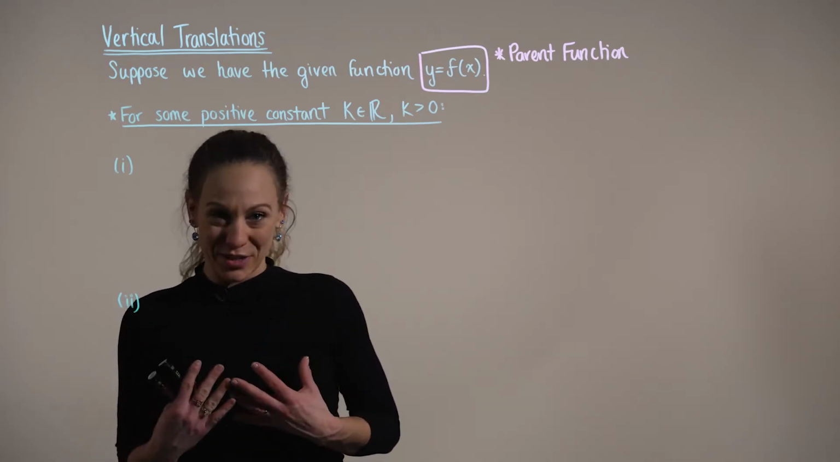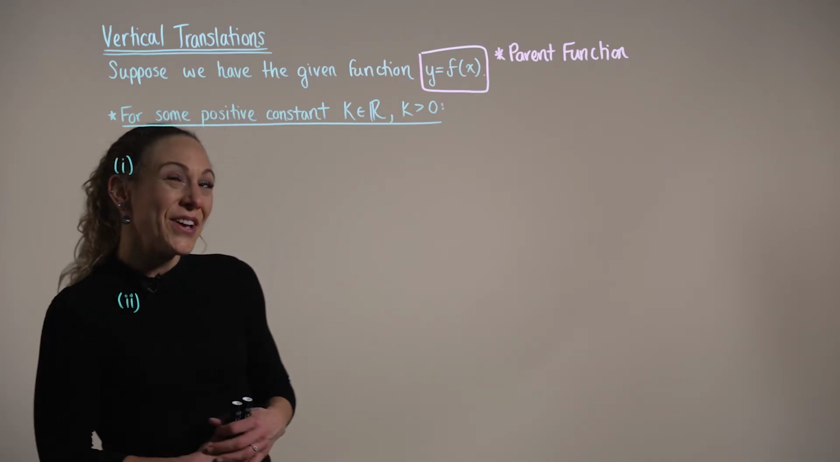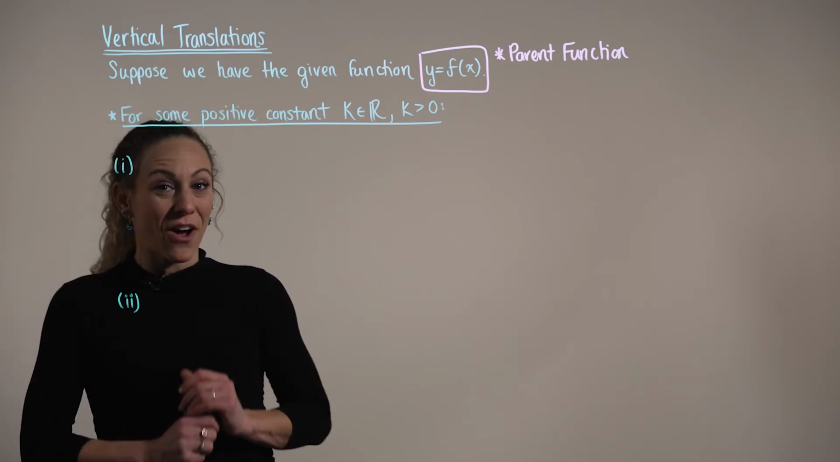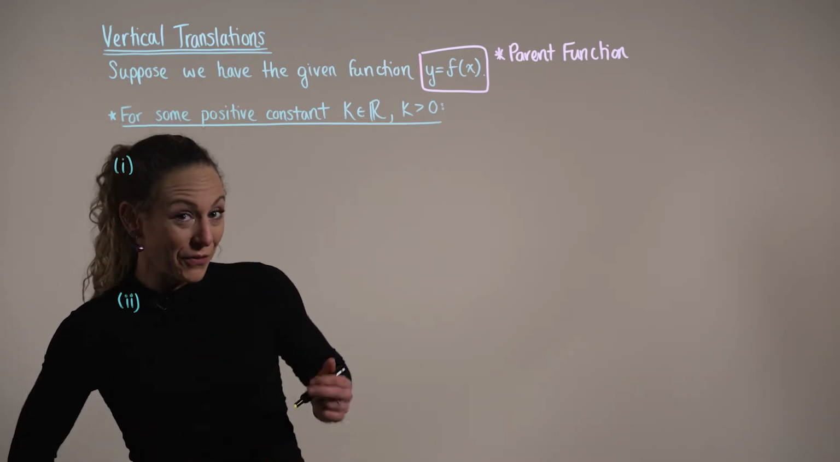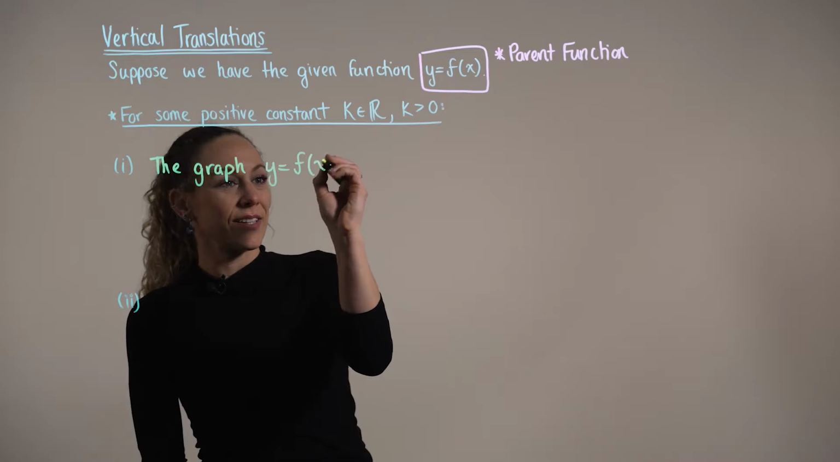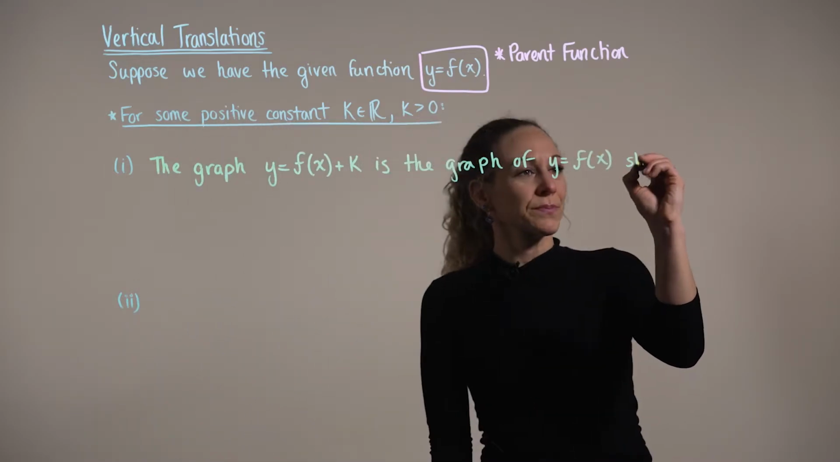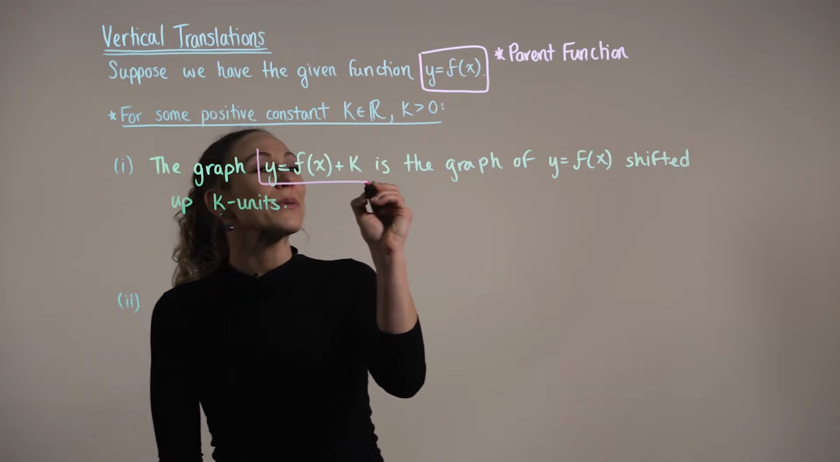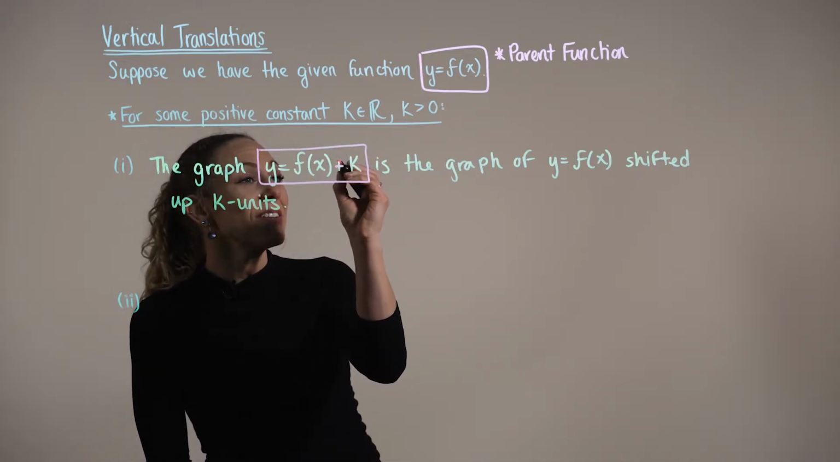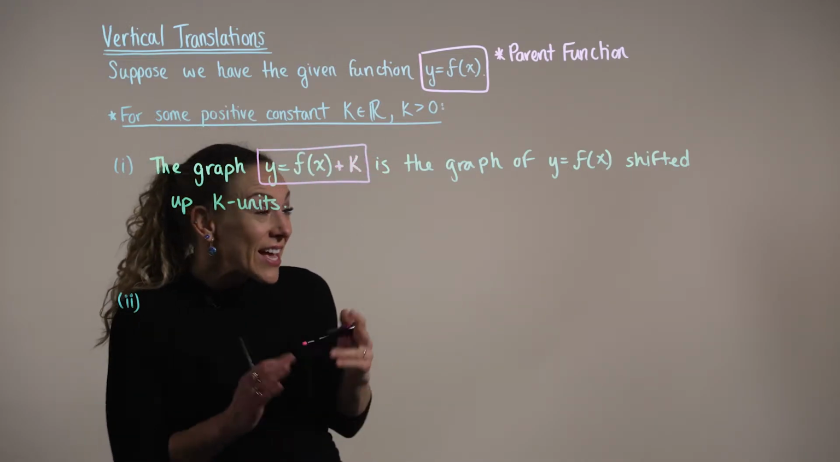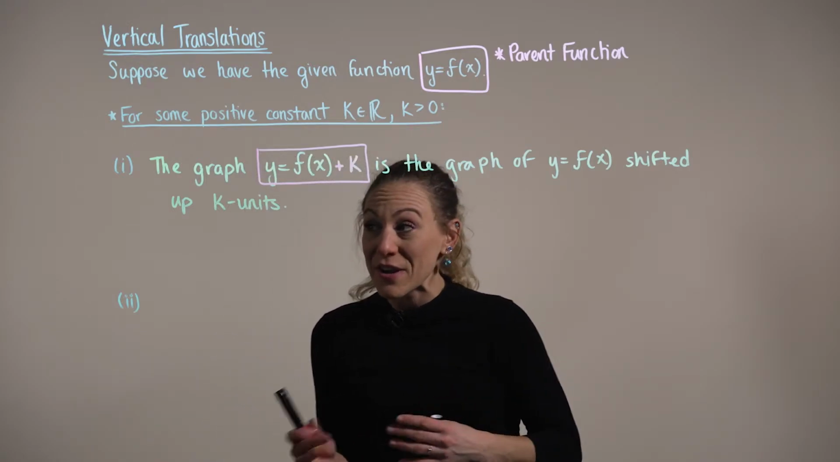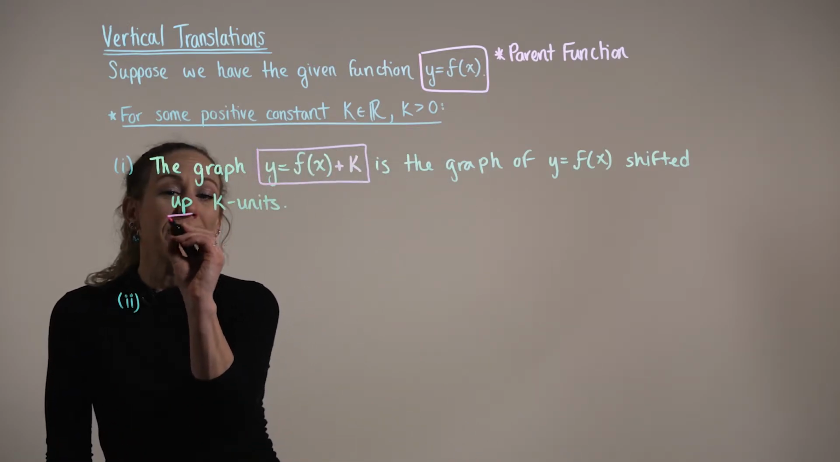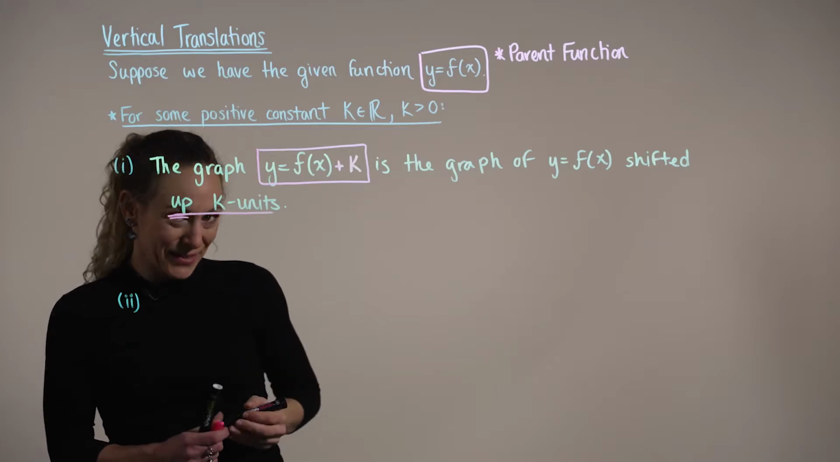So let's put this into more formal terminology. So we have that for some positive constant k, we have the following. So we say that the graph of y is equal to f of x plus this constant k is the graph of our parent function, but it's shifted up k units.